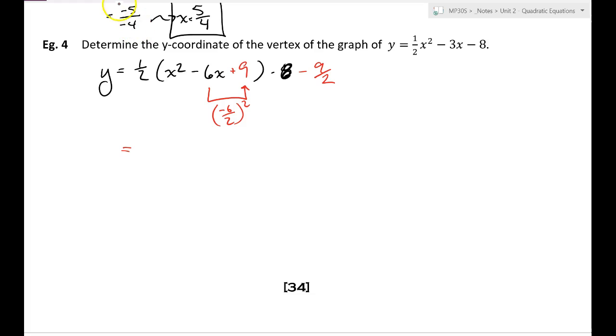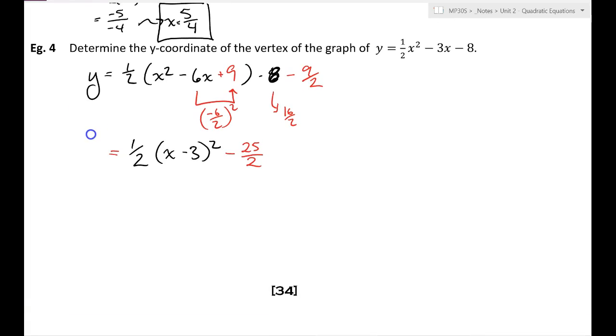From here, I'm going to write it in my completed square, so that's x minus 3 squared. 8 I can convert to 16 over 2. It's negative already, so 16 and 9 is 25, so it's going to be subtract 25 halves. I apologize for this whining in the background. That would be the dog.